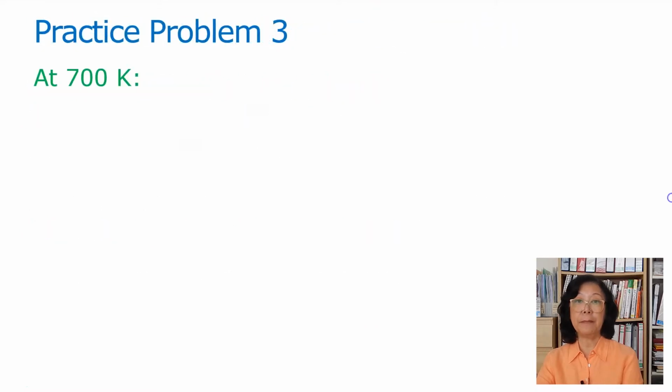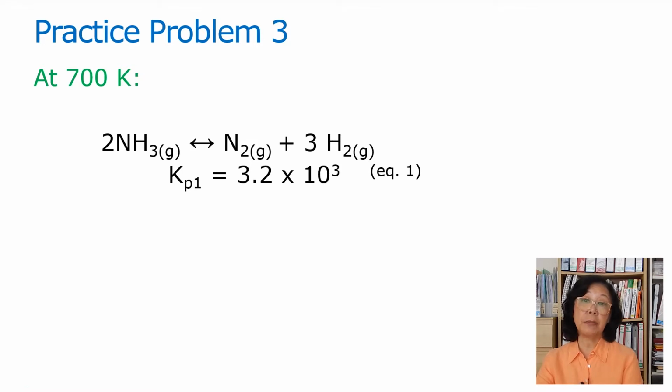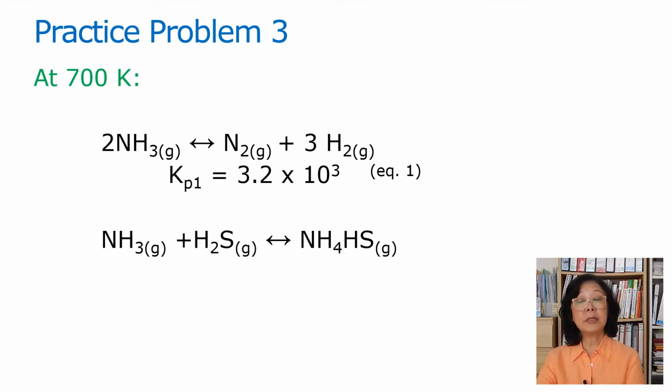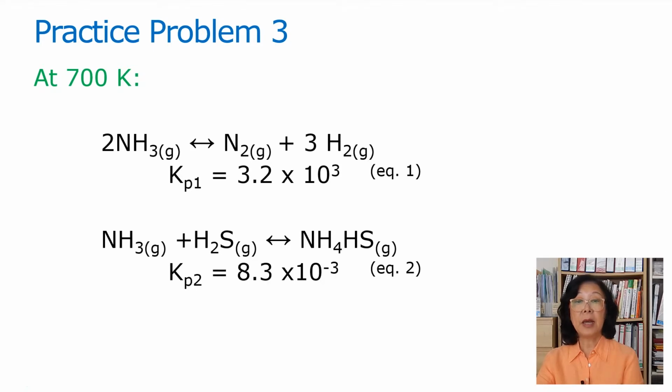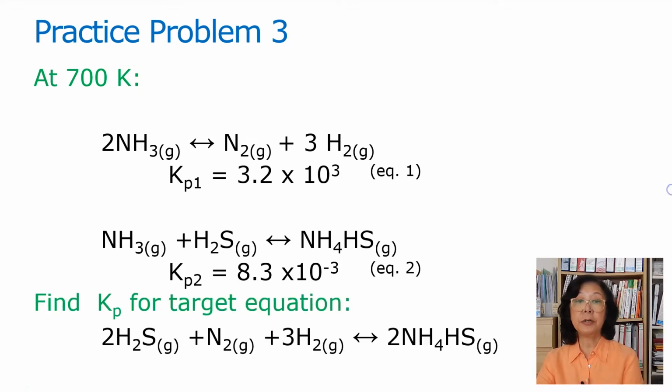Practice problem number 3. At 700 Kelvin, ammonia is decomposed to form nitrogen and hydrogen, and the equilibrium constant is 3.2 times 10 to the power 3. There's another equation. Ammonia then combines with hydrogen sulfide to form ammonium hydrogen sulfide, and the equilibrium constant is 8.3 times 10 to the minus 3. This is equation 2. Now for the target equation, we have 2 moles of hydrogen sulfide with nitrogen and hydrogen to form 2 moles of ammonium hydrogen sulfide.